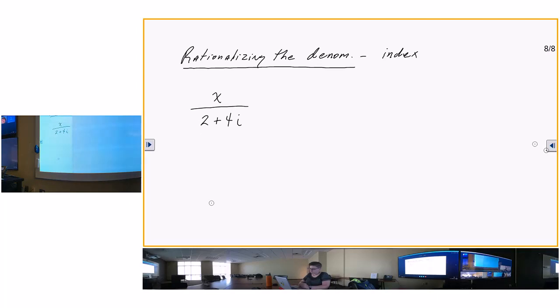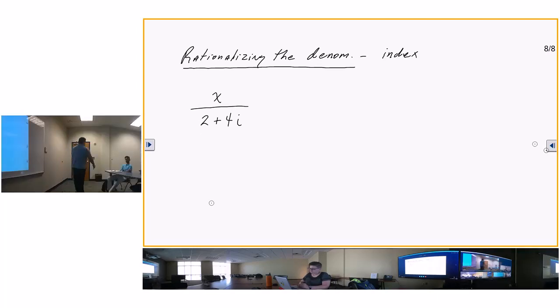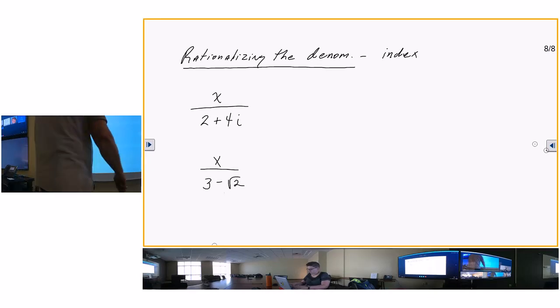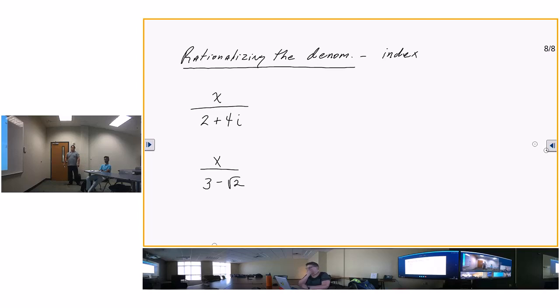Now, i represents the square root of -1, which means there's a radical in there. And here, whenever you have a radical, whether it's x over 2 plus 4i, or whether it's x over 3 minus the square root of 2, what is needed when you have to rationalize with an operation? Starts with a C. Conjugate. Let's write that down.